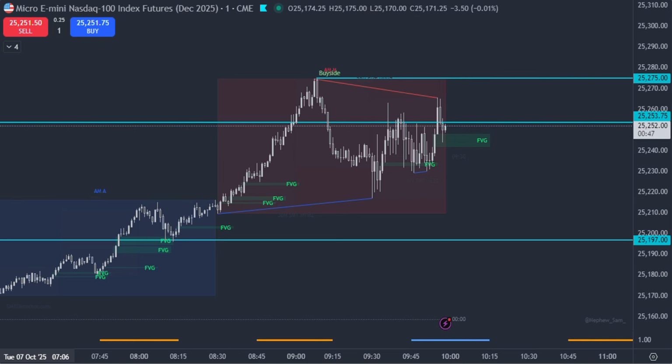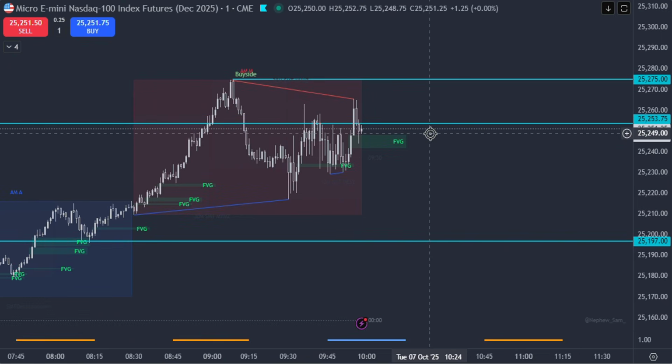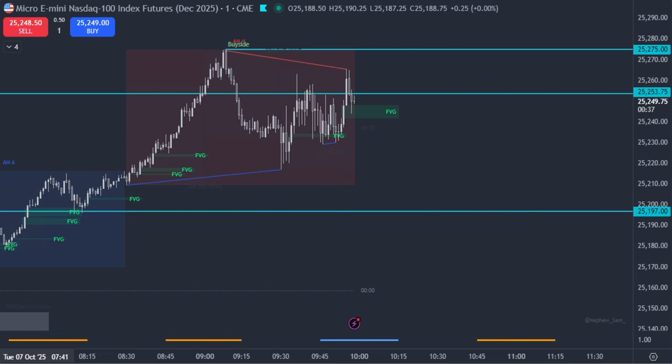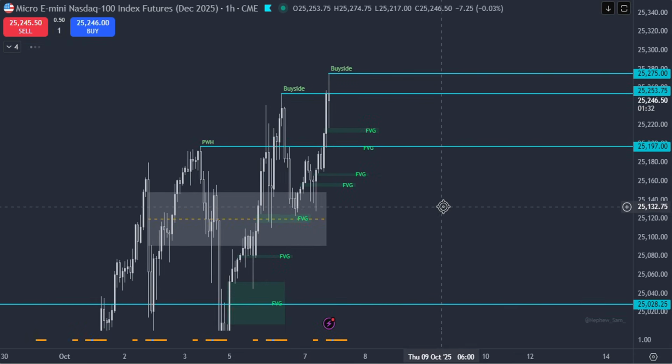All right, so let's go over what I'm looking for today. Let's zoom out. Let's go to the 1 hour time frame. Whenever you come in and look at the charts, the first thing you want to look at is the higher time frame.